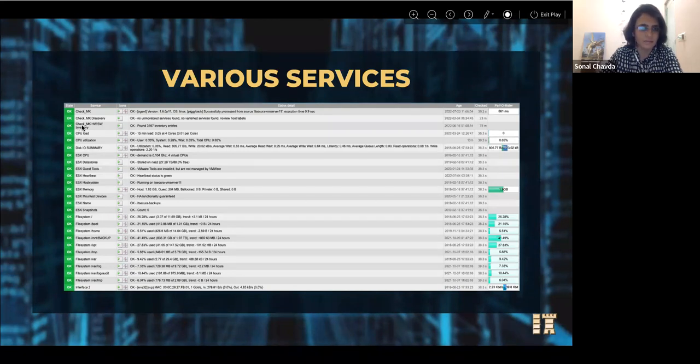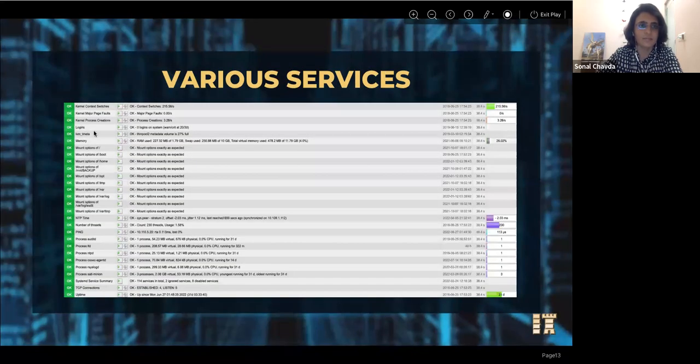inventory, memory of your host, ping, whether the machine is accessible at the moment, various processes running on the system, and uptime, since how long the system is running. So this is for a virtual host. It can be configured to monitor other devices like your physical servers, switches, routers.